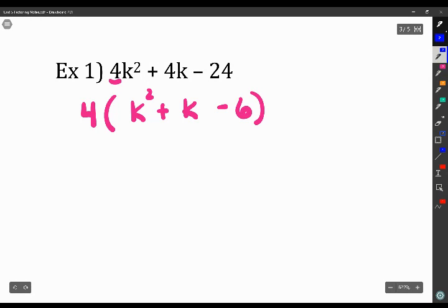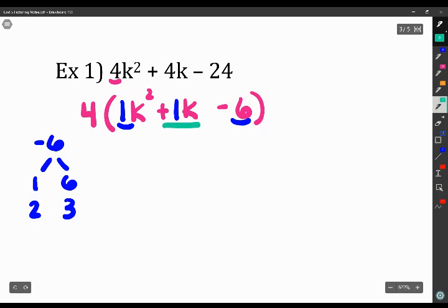And then what we need to remember is there's really a 1 in front of anything that doesn't have a number in front of it. And so now we're going to do the same thing. We're going to go A times C, which is negative 6. Our factors of negative 6 are 1 and 6 and 2 and 3. And we need a pair that gives us the 1 in the middle. So 1 plus 6 is 7, or 6 minus 1 is 5. So that one doesn't work. 2 plus 3 is 5, or 3 subtract 2 is 1. So we're going to do 3 subtract 2 is 1, positive.